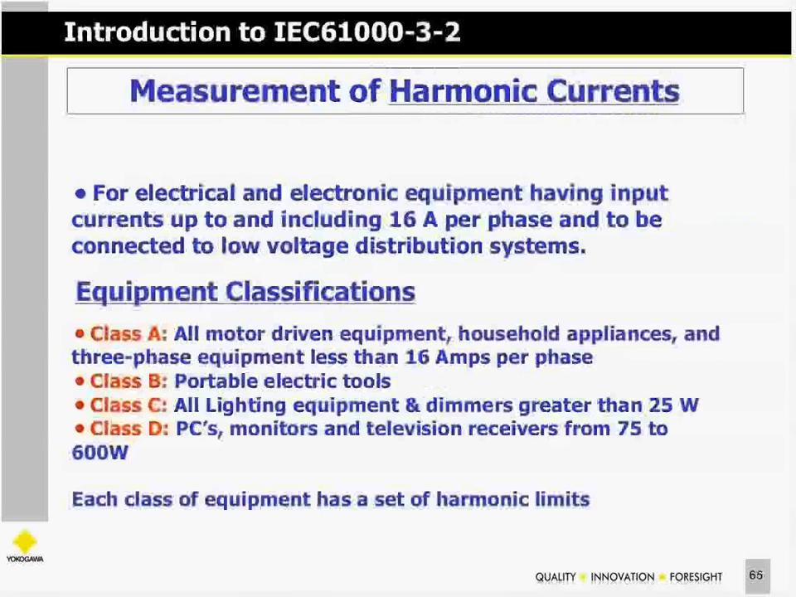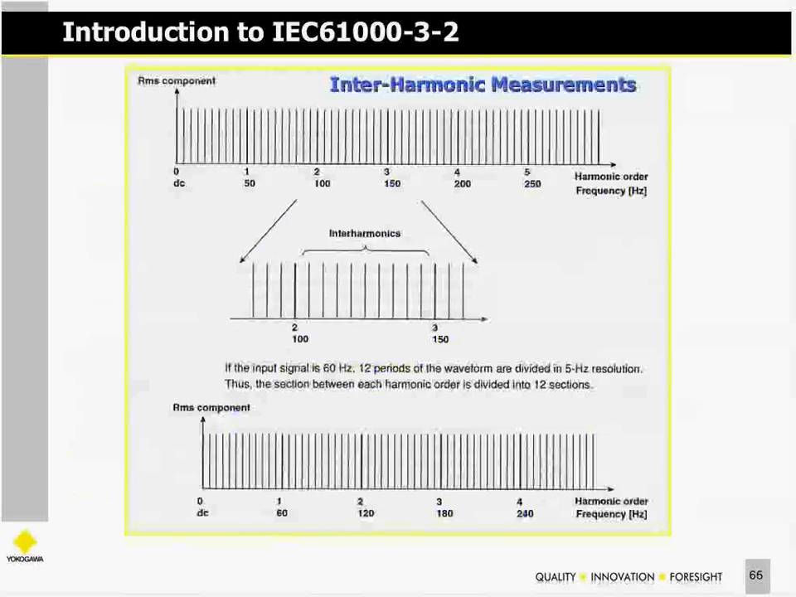So for the measurement of harmonics to the IEC method, they classify equipment into four different classes depending on what it is, class A, B, C, D, and you'll know all that when you look at your standards and select the type of equipment. And so what we're doing is looking at the harmonics on a 60 hertz waveform, where we look at, say, here's the second order, here's the third order, and we break this down into 5 hertz resolution. And these are the inter-harmonics that we have to look at now. So with 60 hertz, we're looking at 12 periods or 5 hertz resolution to see if there are any of these harmonic components present. If there are, then those are part of the calculation.